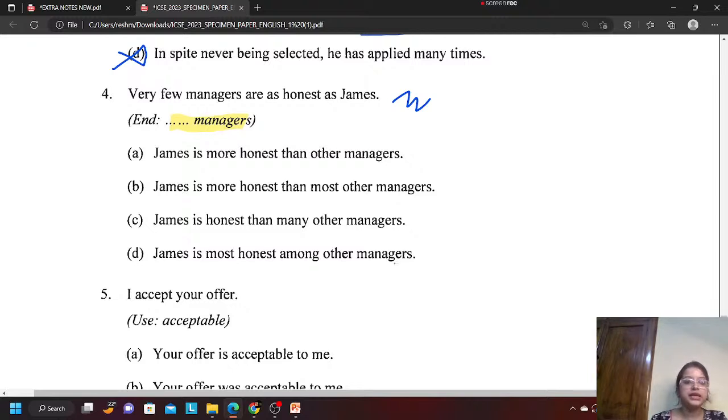I'm telling you. Wait. First, this: very few managers are as honest as James. So James is more honest than other managers. See, very few managers. Understand this, Mayank? You can answer your own question very easily. See, if I say in a class of 50 students, only Mayank has got 10 out of 10, that means I can say Mayank is the best.